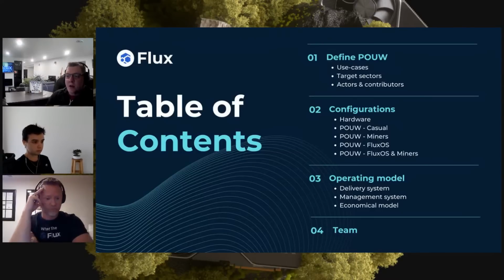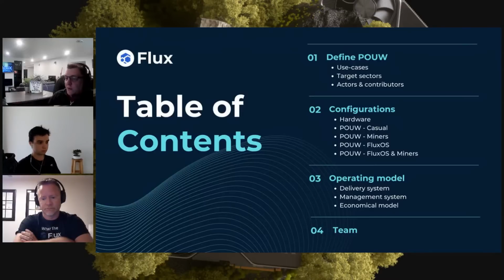So what we're going to do today is we're going to talk about a couple things here. We're going to define proof of use for work. We're going to talk about the use cases, who we're targeting, what's the goal here. And then also actors and contributors. We already have some people we're working with to build this. Quick shout out to the University of Geneva for Applied Sciences, because these guys are helping us out already. We're going to talk a little bit of configurations, how we are seeing that for your casual user, for your miners, how FluxOS works in all of this.